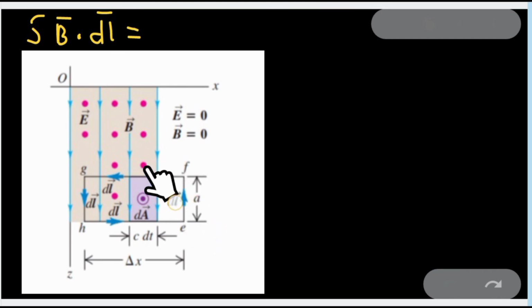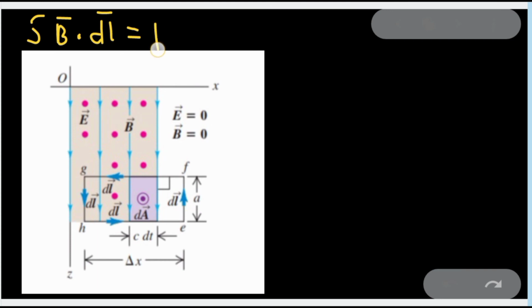Now, let's go back to the rectangle. We integrate B dot dl in a counterclockwise direction. So in line EF, our magnetic field is zero, so it doesn't contribute to our integral. And line FG and line HE are either zero or perpendicular to dl, so they don't contribute to our integral either. The only side that contributes is GH, because there is a magnetic field present in that area and it is parallel to dl. As you can see, the magnetic field is moving downward and dl along GH is moving downward. Having said that, we have a positive one.